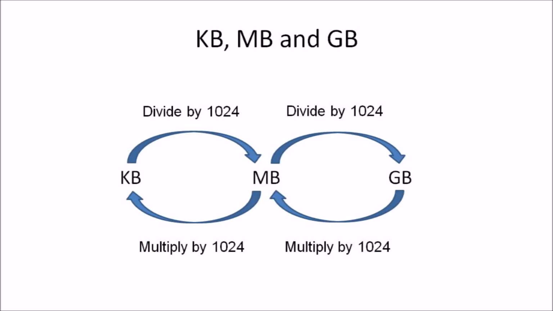In conclusion, in order to convert kilobytes to megabytes, we need to divide by 1024, and in order to convert megabytes to gigabytes, we need to divide by 1024. If we have to convert gigabytes to megabytes, we need to multiply by 1024, and if we have to convert megabytes to kilobytes, again we have to multiply by 1024. If we had to convert kilobytes to gigabytes, first we need to convert to megabytes and then gigabytes, and the same if we are converting gigabytes to kilobytes.